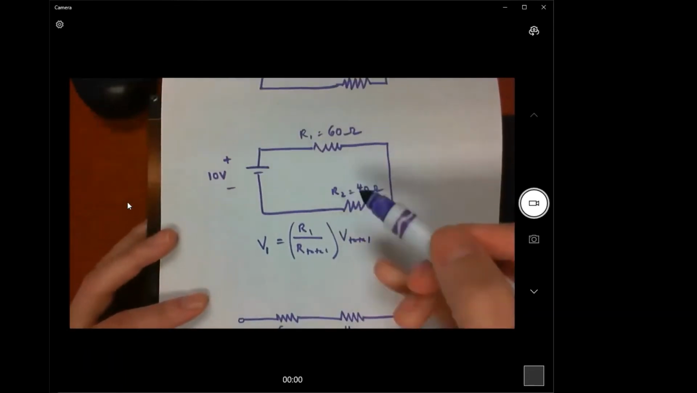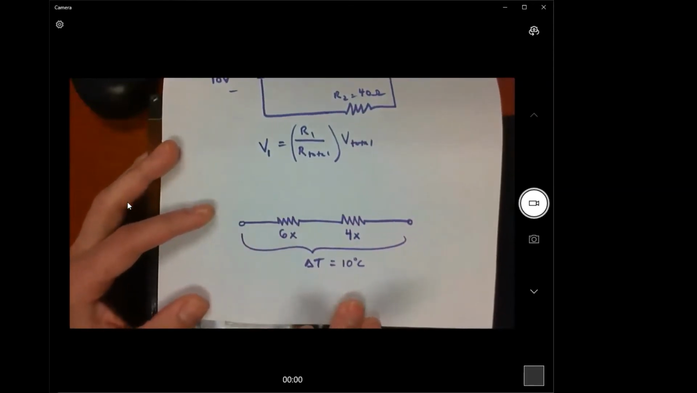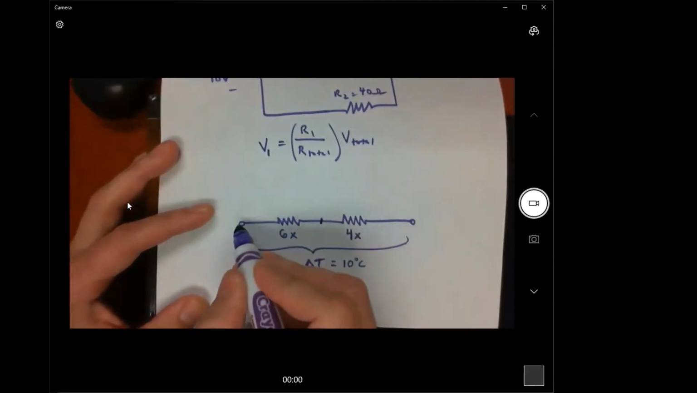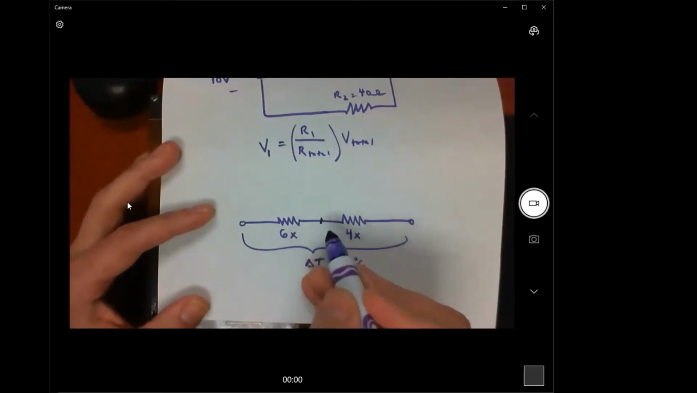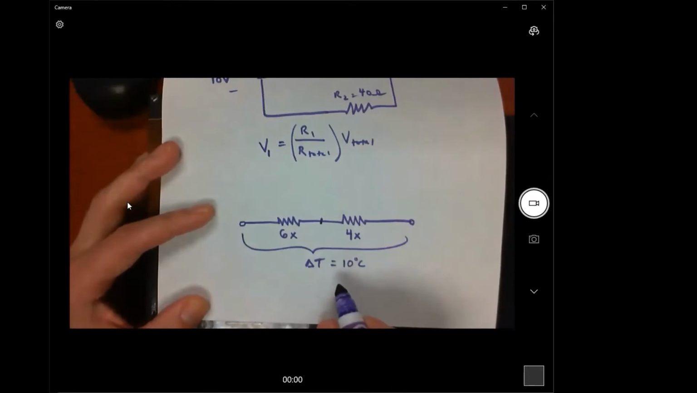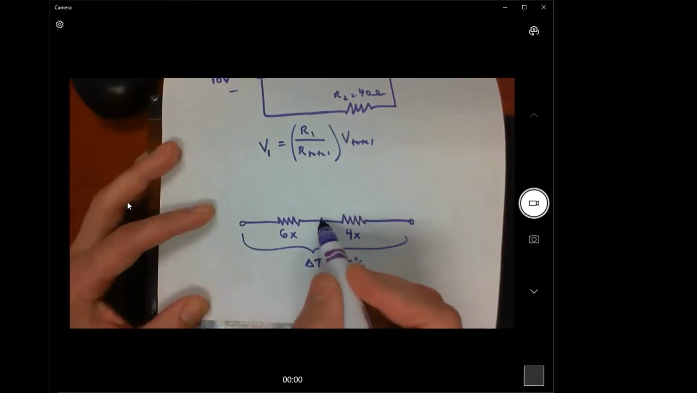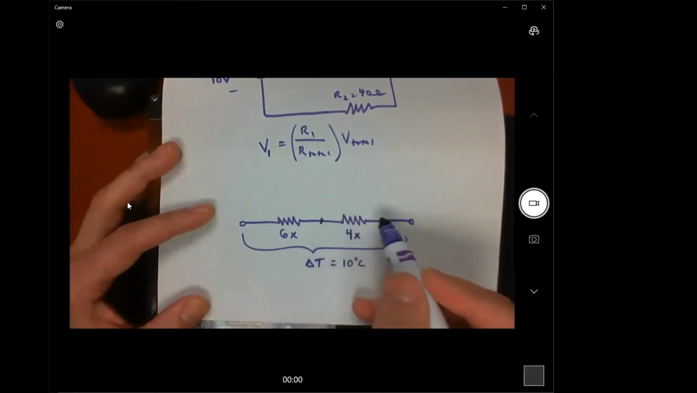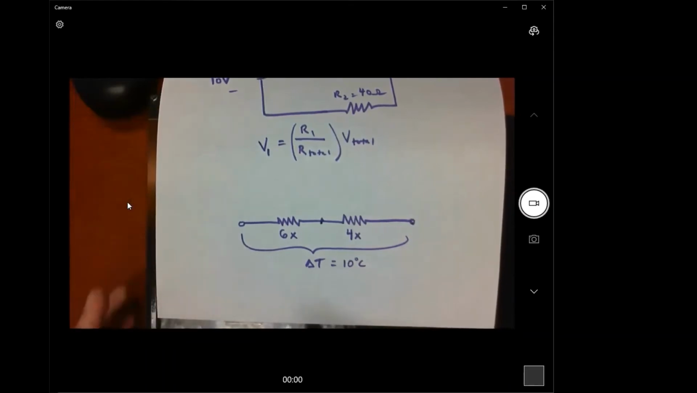Well, just like before up here, most of the temperature drop is going to happen across the component with the largest resistance. So what that means is that from here to here, I'm going to get 6/10 of the total temperature drop, which in this case, 6/10 of 10 degrees is 6 degrees Celsius. And from here to here, I'm going to get 4/10 of the total temperature drop, which means 4 degrees Celsius from here to here. So this is the principle that we're going to use to check our work.